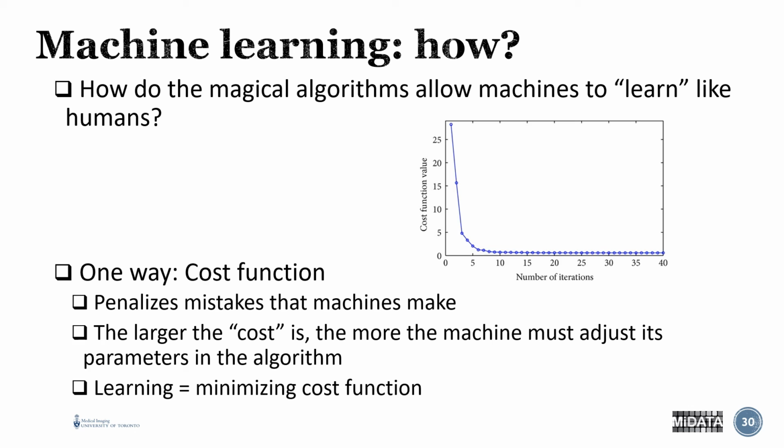You can see here in this little figure that on the x-axis is the number of iterations of building your algorithm, and on your y-axis is the cost function value. And as you can see, through this iterative process, what you're doing is you're minimizing the cost function as you improve your model.